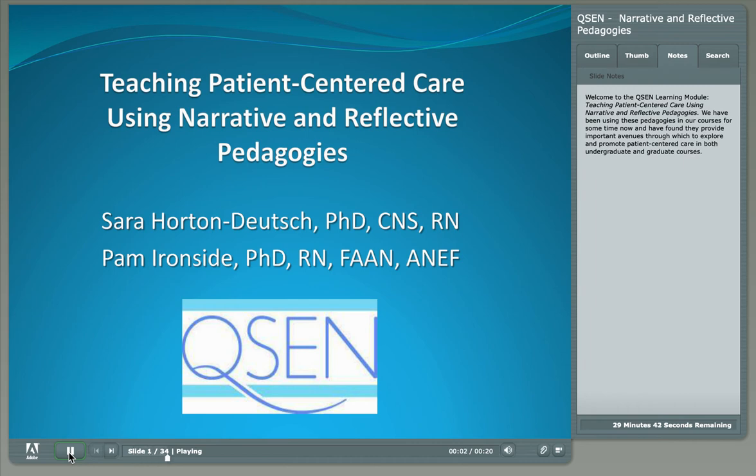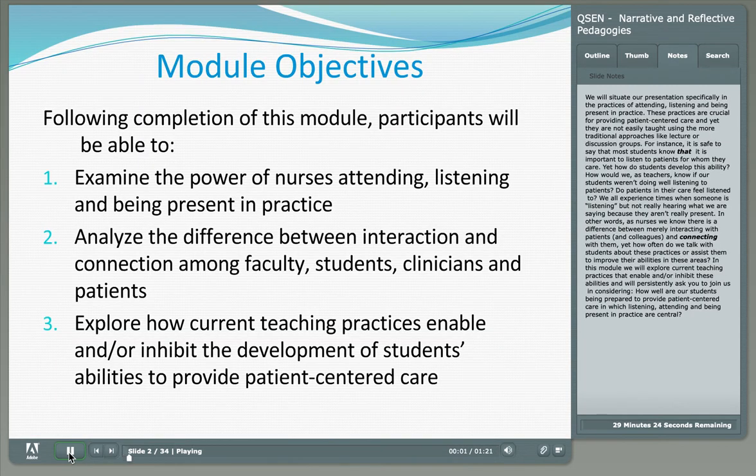Welcome to the QSEN Learning module, Teaching Patient-Centered Care Using Narrative and Reflective Pedagogies. We've been using these pedagogies in our courses for some time now, and have found they provide important avenues through which to explore and promote patient-centered care in both undergraduate and graduate courses. We will situate our presentation specifically in the practices of attending, listening, and being present in practice.